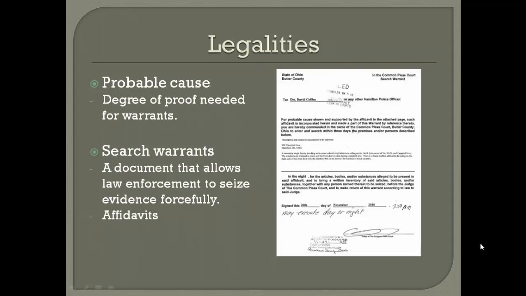Moving on to legalities. In the legal world, it is very important for law enforcement to follow strict protocol. This is necessary for evidence discovered to be admissible in court. Probable cause is the degree of proof needed for warrants. It is made up of apparent facts that would lead a reasonable person to believe that the accused has committed a crime. A search warrant is a court order that allows law enforcement to seize evidence without the owner's consent that pertains to the current investigation. The search warrant is composed of an affidavit that establishes probable cause and details a strategic plan of seizing.